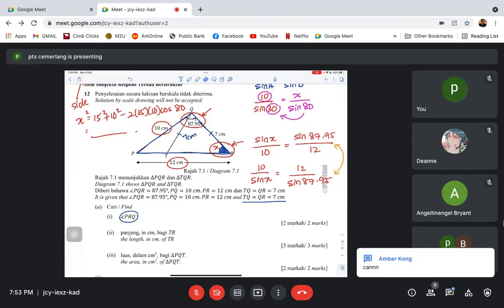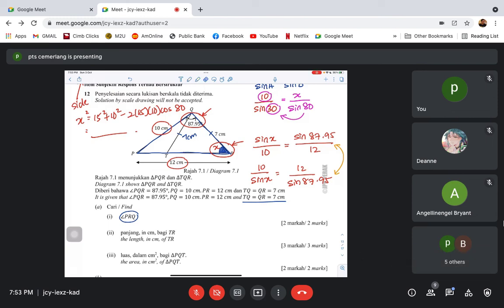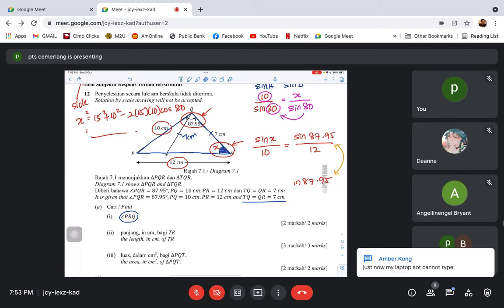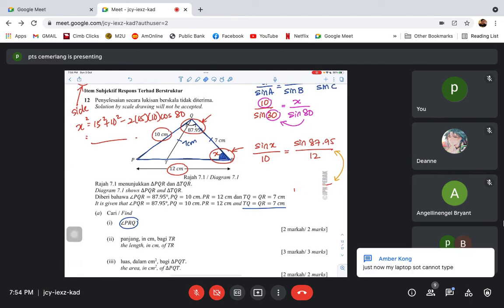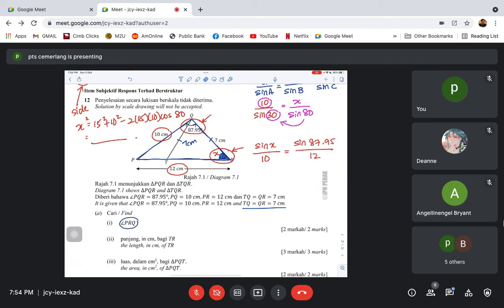Okay, so next, how am I going to solve this question? How do I find the answer? What about the rest? Shalene, are you okay? Angeline, Bridget, Leanne, are you okay? So I want to find X now. What to do? Apa yang cikgu nak buat?